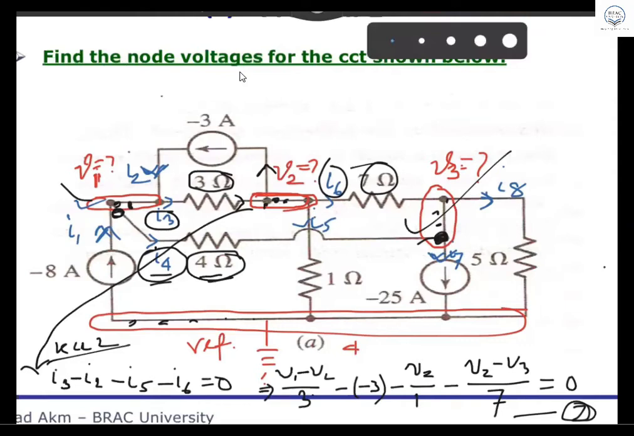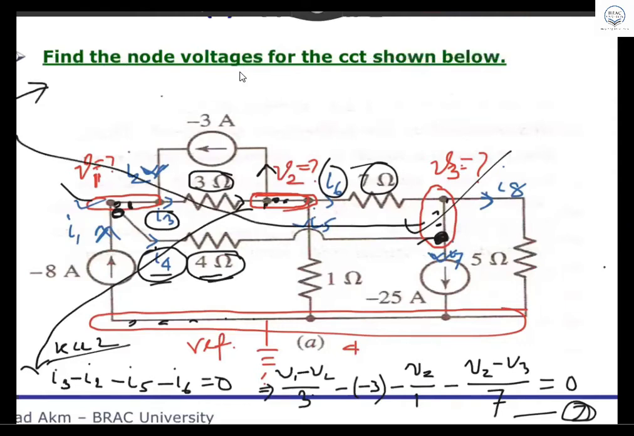Now look at it, KCL 3. How many currents are involved? Anybody can tell me? How many? 1, 2, 3, 4, 5, 6. Three? Yes, three currents, not six. Is it 3? 3 currents. One current is here.